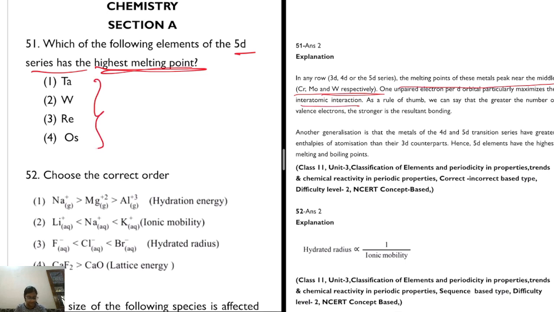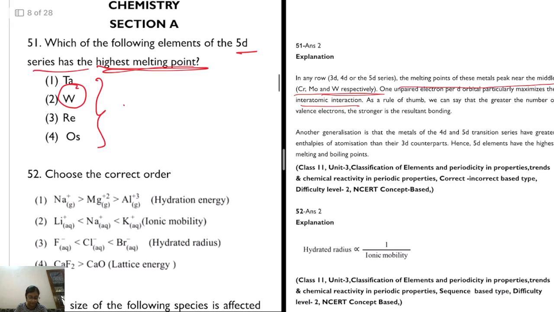Now in these, if you will see this, okay, it has the maximum number of unpaired electrons because it has this configuration. Okay, it is a 5D series element. So it has six unpaired electrons. So that is why this would be the answer.